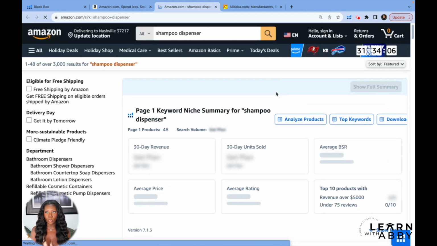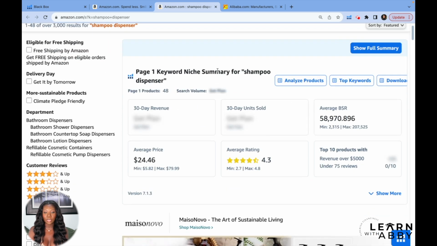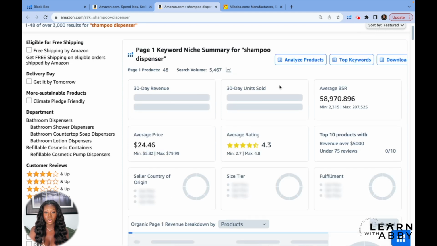Just real quick before I move on, so that you know what you're looking at, I already have the Helium 10 Google Chrome extension downloaded on my computer. That's why there's all of this random information that you've probably never seen before, because the software is generating all of this data for me. It gives me a summary of this niche in general: the 30-day revenue, how many units have been sold, and other information. I can click on show full summary to see more data, so I'll click on it right now.